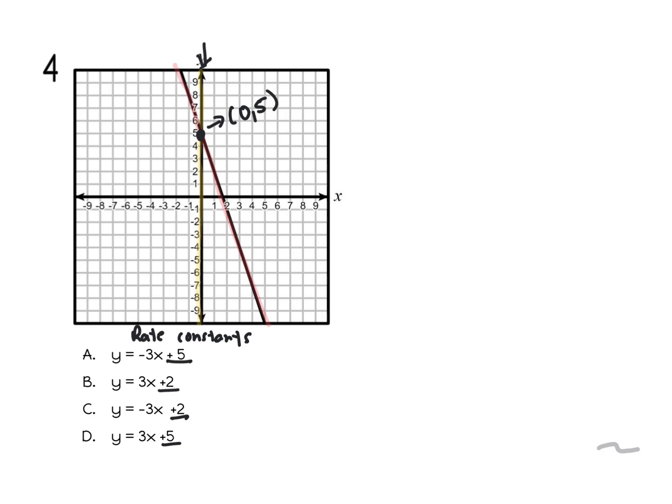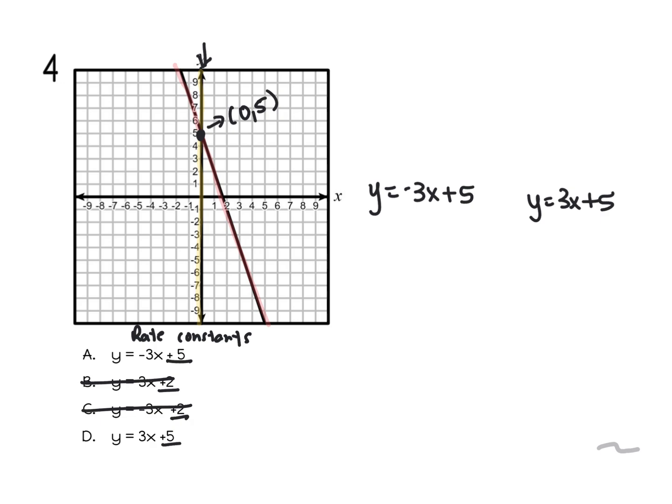So remember, I highlighted the y-axis yellow, and my line red. And when the two colors meet, that is where my constant is, how much I started with. So knowing that my constant is 0, 5, I can get rid of B and C. So now I just have two equations: y equals negative 3x plus 5, and y equals positive 3x plus 5.